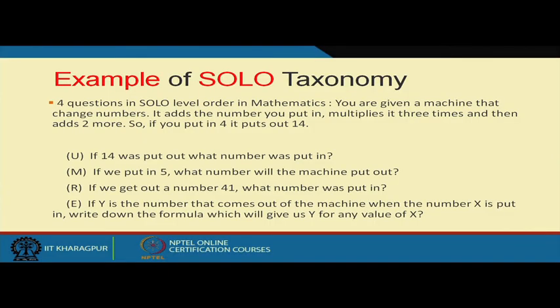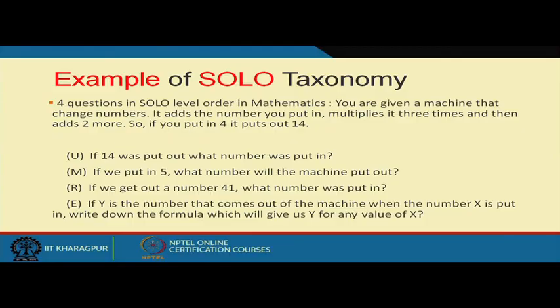Just I will give an example, 4 questions in the SOLO model. You are given a machine that changes numbers. It adds the number you put in, multiplies it 3 times and then adds 2 more. So, if you put 4, what will be? It puts out 14. So, if 14 was put out, what number was put in? It is there in the question. So, it is 4. If we put 5, what number will the machine put out? So, in that case 5 into 3 plus 2, it is 17. So, in that case it is easy, it is the multistructural level.